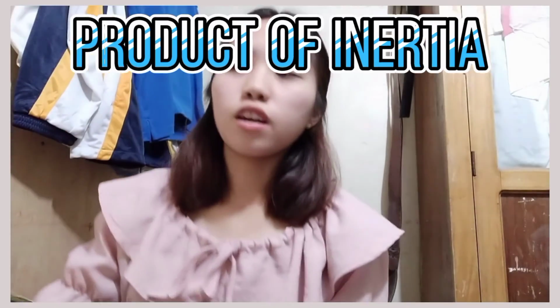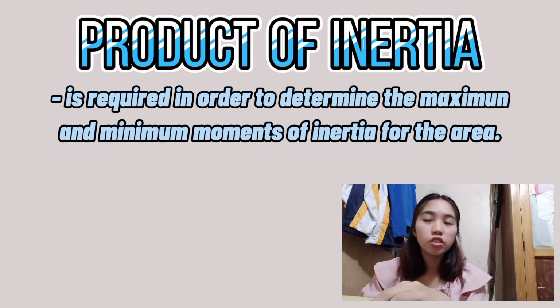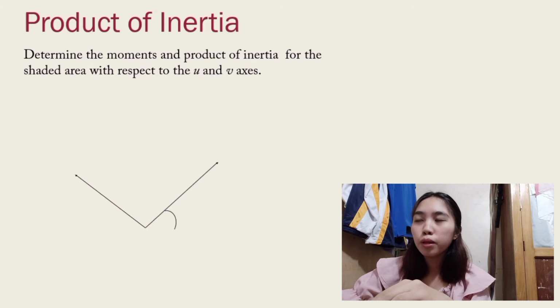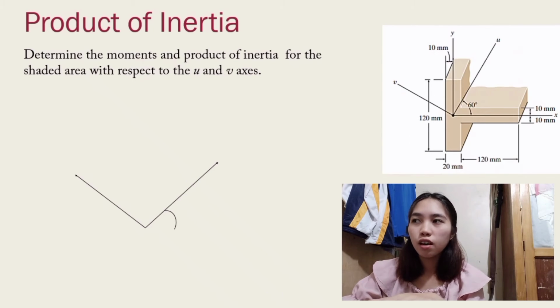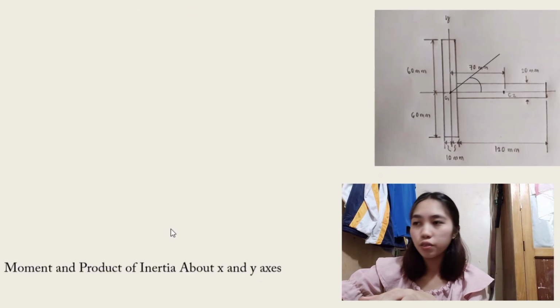So the next topic that we are going to discuss is the product of inertia. Product of inertia is required in order to determine the maximum and minimum moments of inertia for the area. The problem is to determine the moments and product of inertia for the shaded area with respect to the u and v axis. So this is the free body diagram with an angle of 60 degrees.